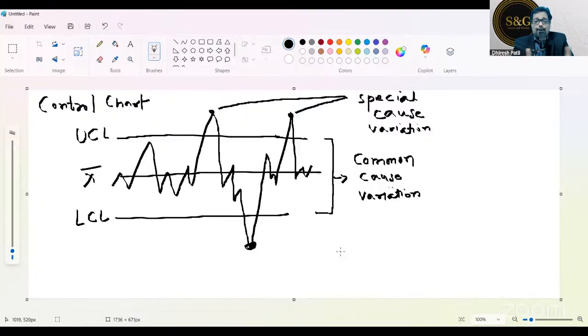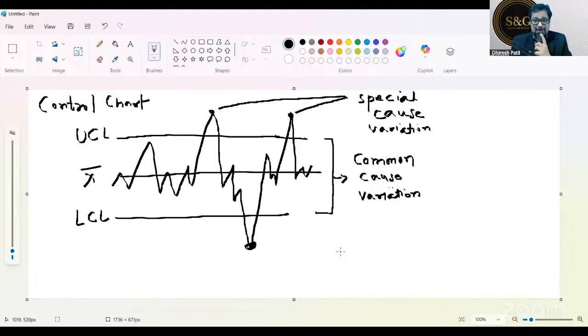Now, let me give you this very important insight. Just listen to me very carefully. Special cause variation, to identify and to eliminate, you only need very simple common tools.